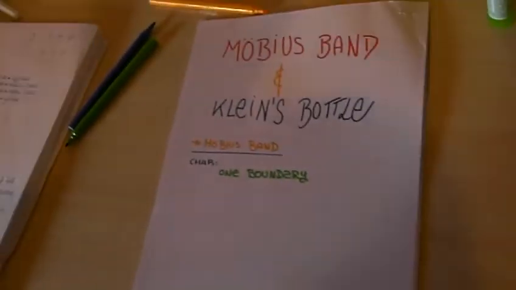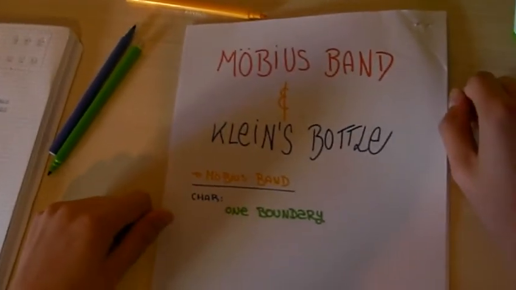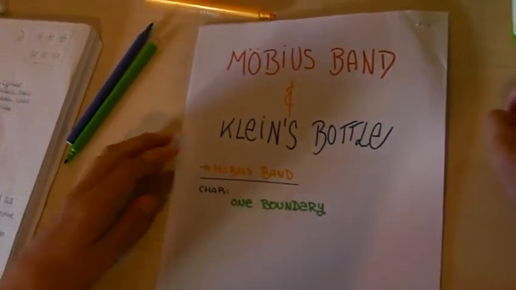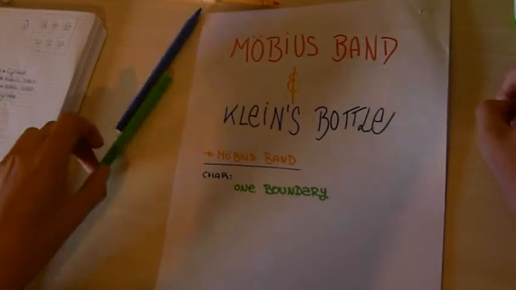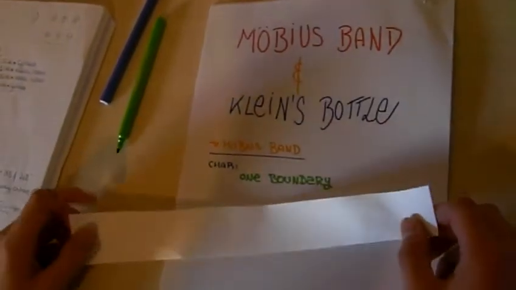What is the Möbius band? It's just one of the most famous surfaces in mathematics. It has a lot of curious characteristics and properties, like it has only one boundary. But what is a Möbius band? How can you build it?